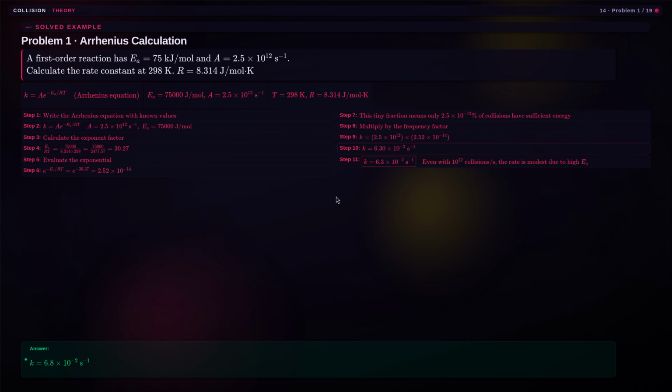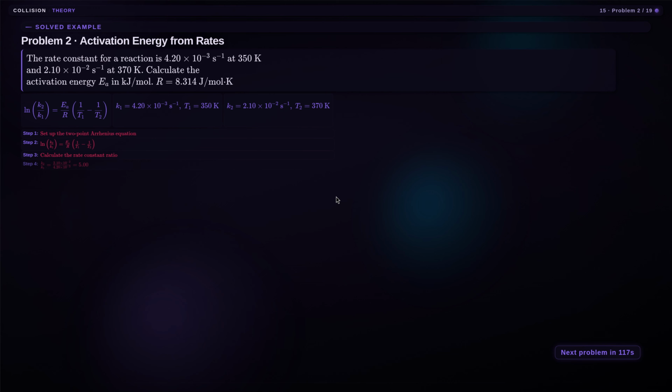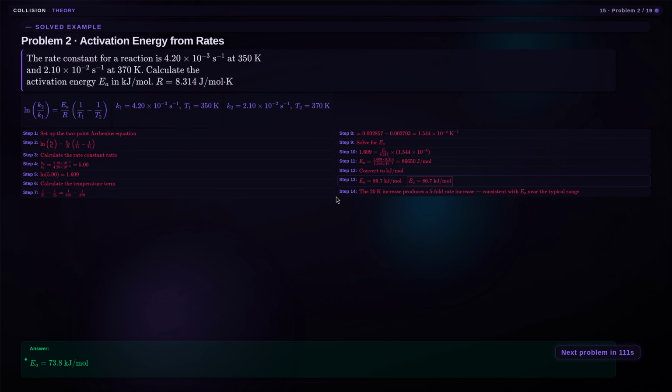Problem 2. Activation energy from rates. The rate constant for a reaction is 4.20 times 10 to the negative 3 per second at 350 Kelvin and 2.10 times 10 to the negative 2 per second at 370 Kelvin. Calculate the activation energy in kilojoules per mole.